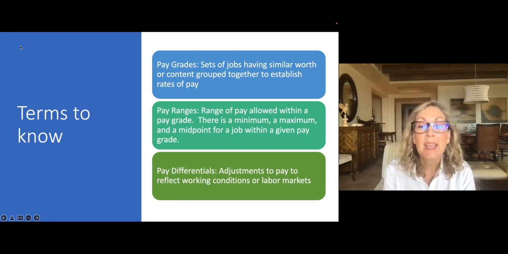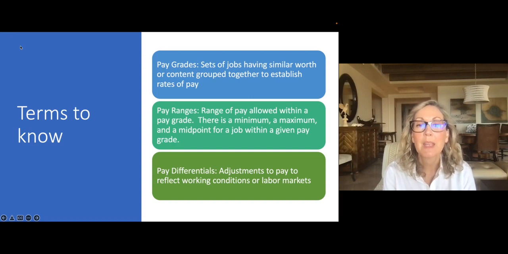And pay differentials goes back to the concept in the last video when I said, if you ask someone to do something that is harder or in worse conditions, they expect to be paid. That pay is called a pay differential. It's an adjustment that you make to account for working conditions or even labor markets. So working conditions might be that night shift. You're doing the exact same job as someone who works the day shift, but the conditions are harder, so you get a differential to work the night shift. You get some sort of extra money to do this less pleasant job.